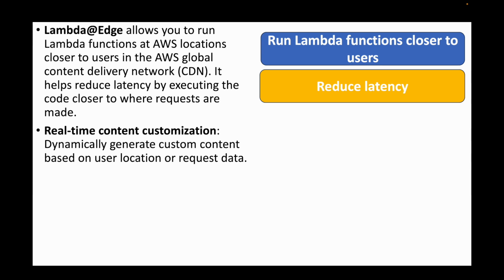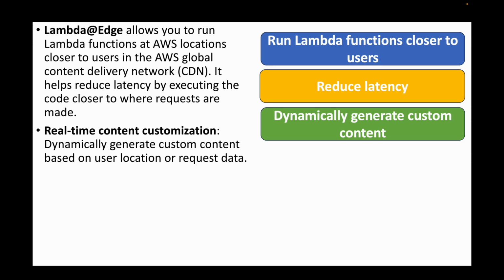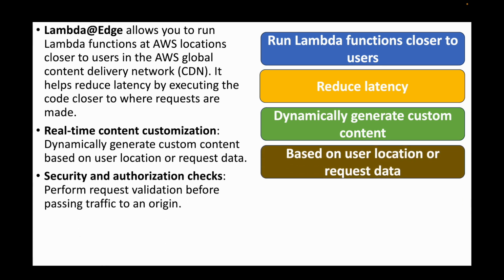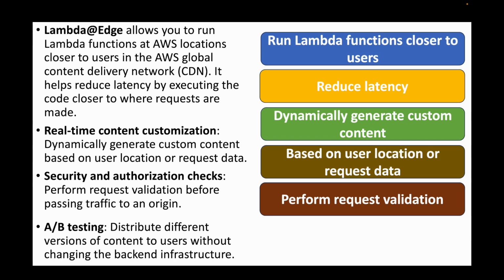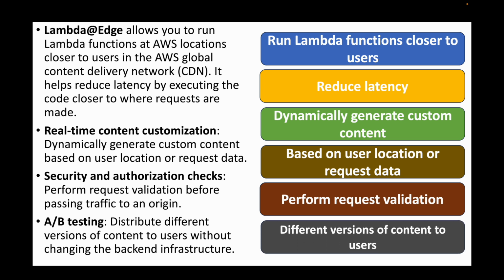This can be used for real-time content customization, so dynamically generating content based on user location or requested data. You can also make use of this for security and authorization checks, so perform any request validations before passing traffic to an origin. You can use this in A/B testing, so distribute different versions of content to users without changing the backend infrastructure. That's where we can make use of Lambda@Edge.